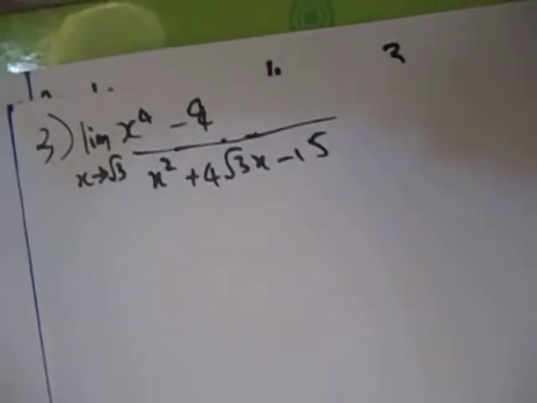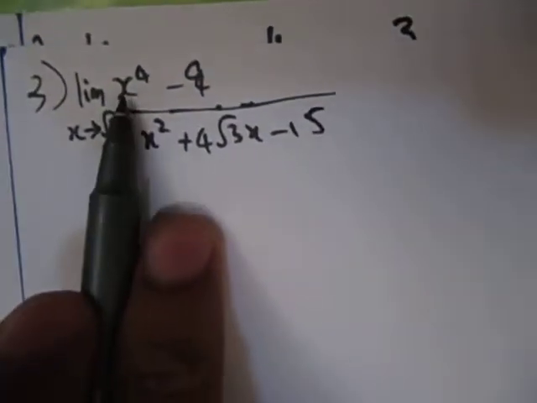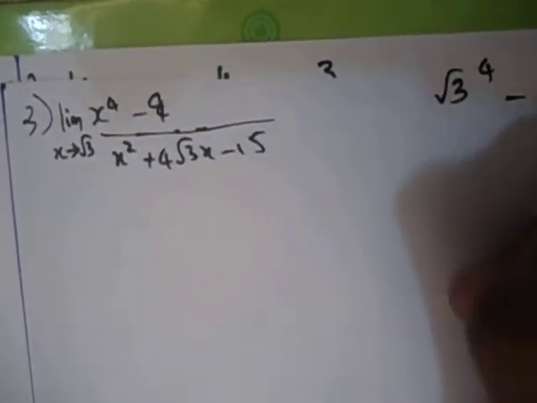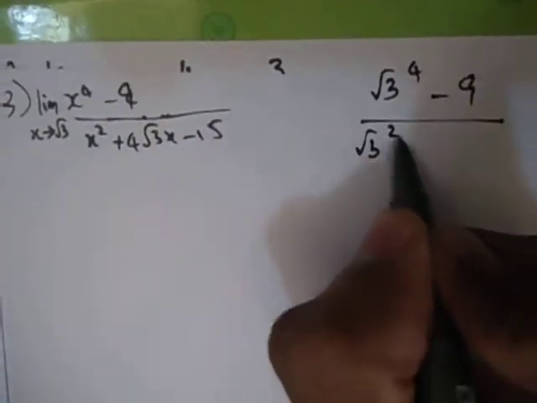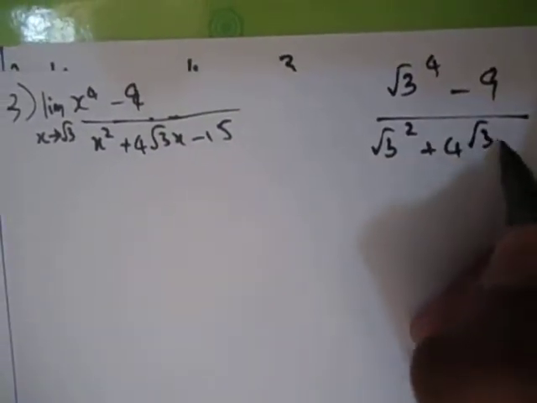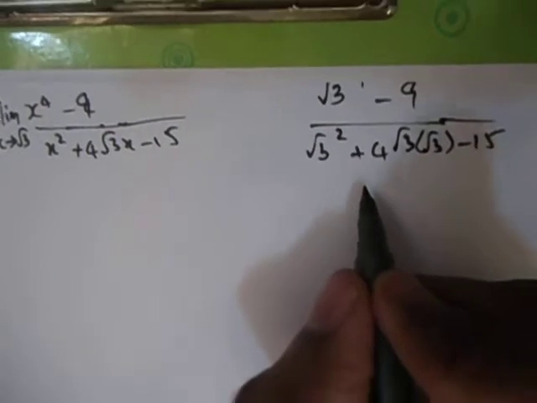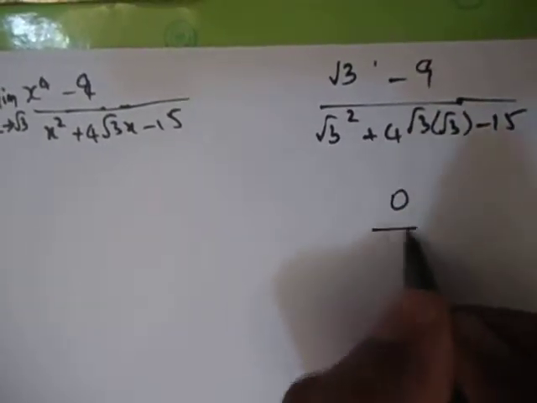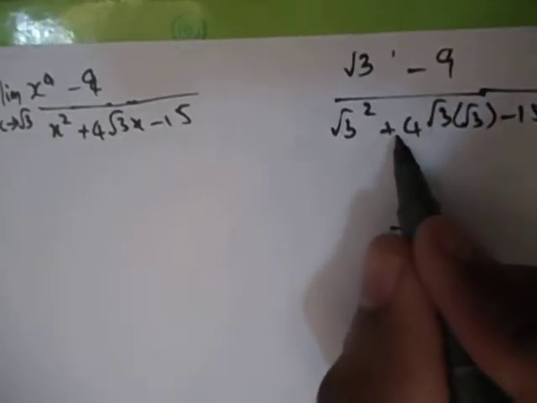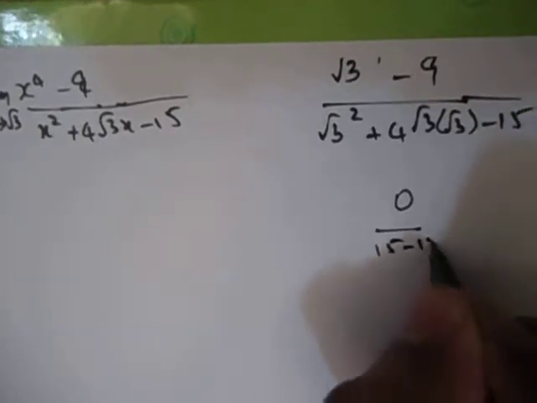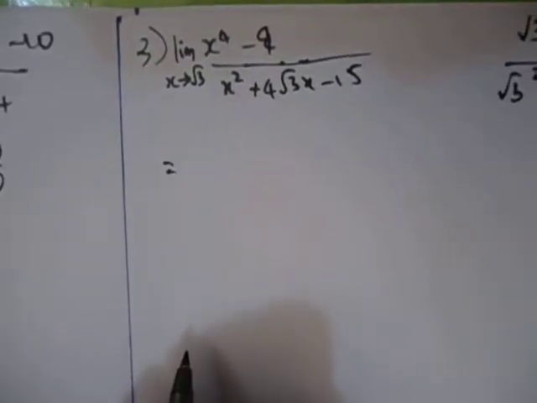Now let's take a look at this question. This looks tricky, but it's the same thing. We see that when we substitute root 3 here, we get root 3 power 4 minus 9 by here root 3 squared plus 4 root 3 into root 3 minus 15. So root 3 power 4 we know it's 9, so 9 minus 9 gives us 0. By 9, this root 3 squared is 3, plus 4 root 3 into root 3 is 12. So 3 plus 12, that's 15 minus 15, so it is 0 by 0. So since it's 0 by 0, let's do factorization again.